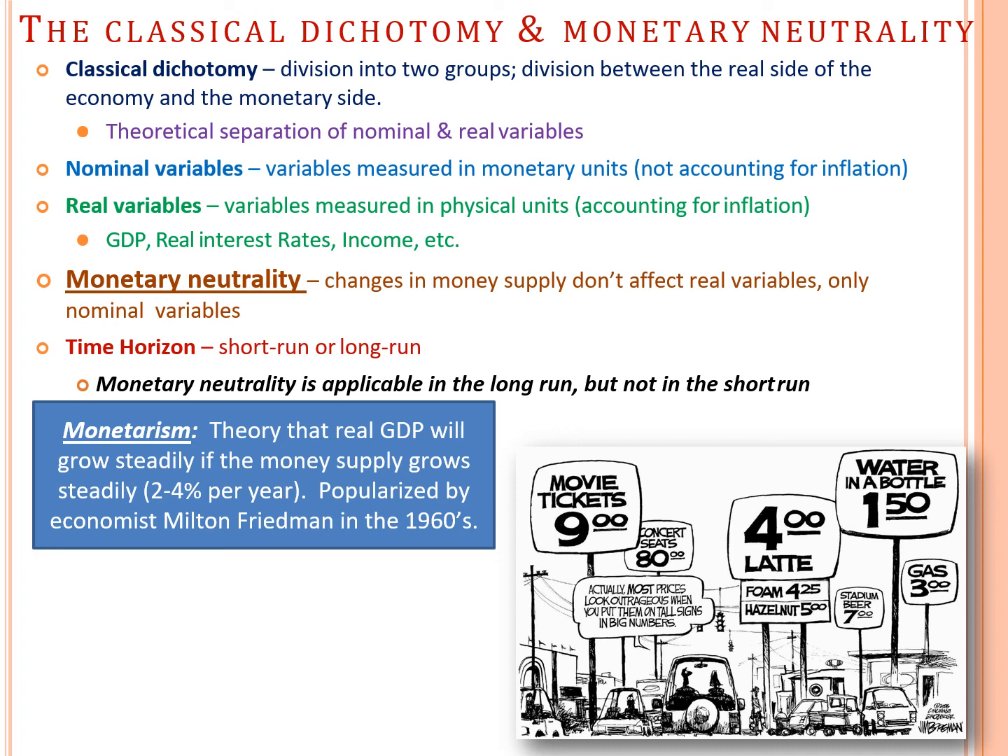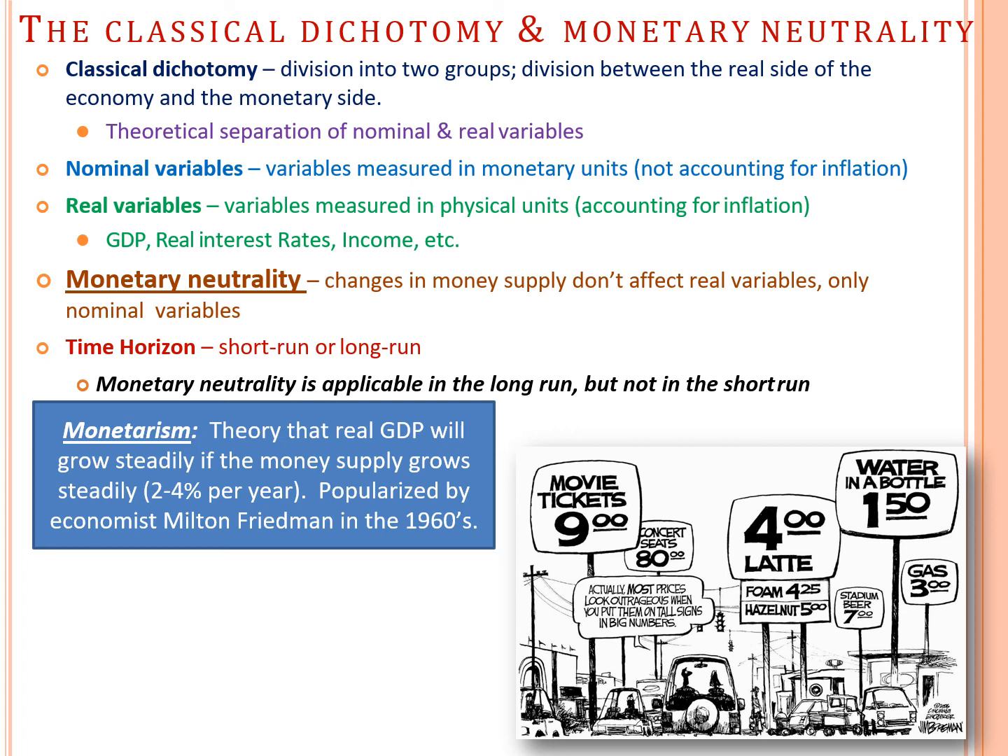But in the short run, more money out there can pump up the economy for a short period of time. Now, one of the first economists to ever really explain this was Milton Friedman back in the 1960s and 70s. He was an American economist who ended up winning a Nobel Prize for economics. He's considered the father of this thing called monetarism. It's the theory that real GDP will grow steadily if the money supply grows steadily.